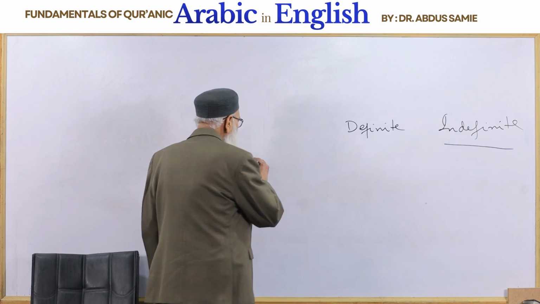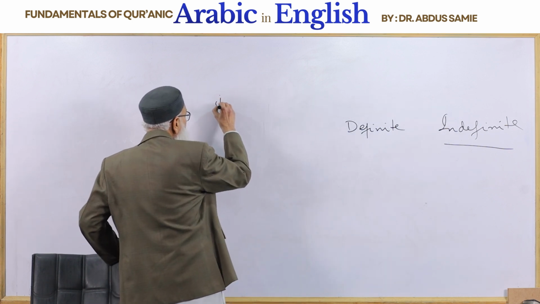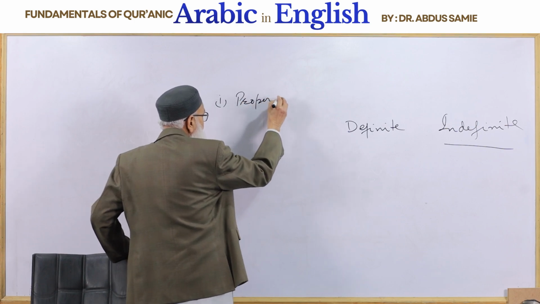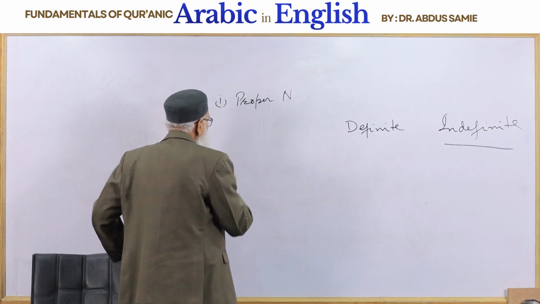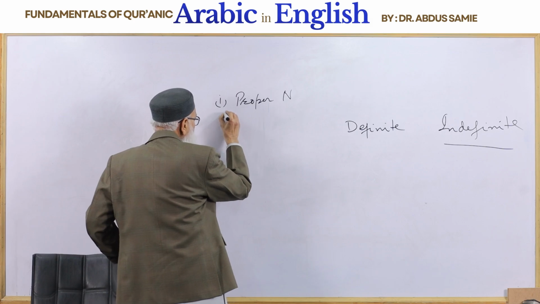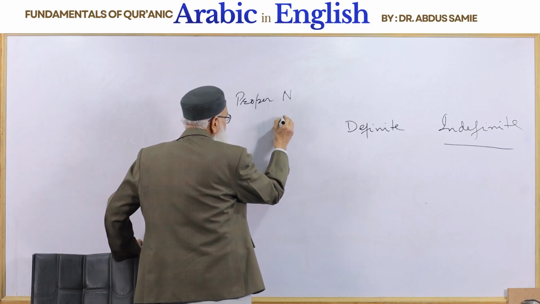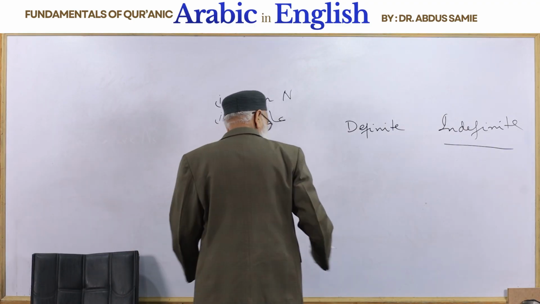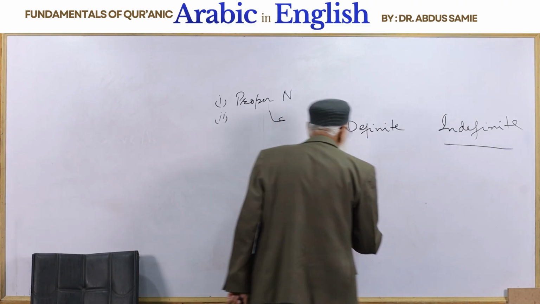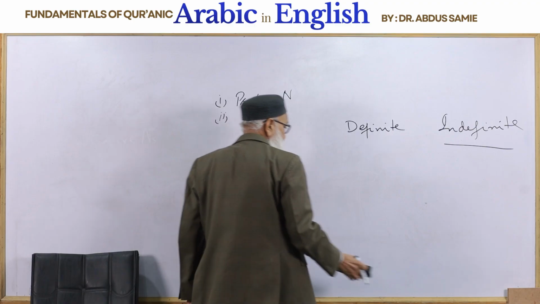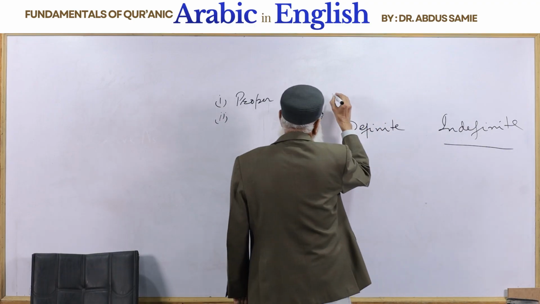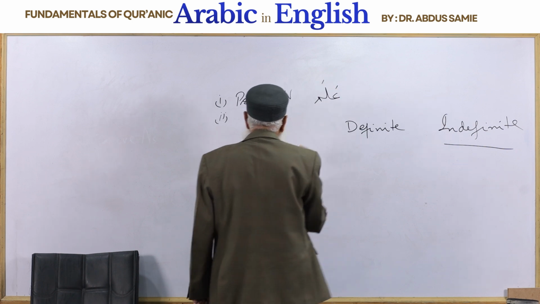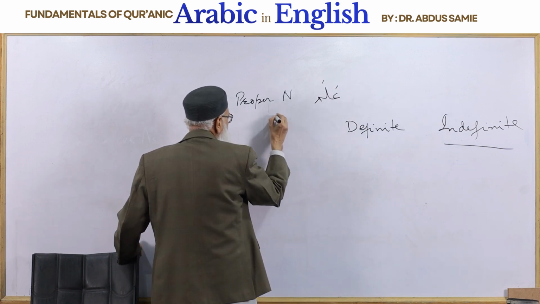Number 1 was proper noun. Number 2 was alam. I'm sorry, this was alam in Arabic. Proper noun in Arabic is called alam. And then mu'arraf bil lam.